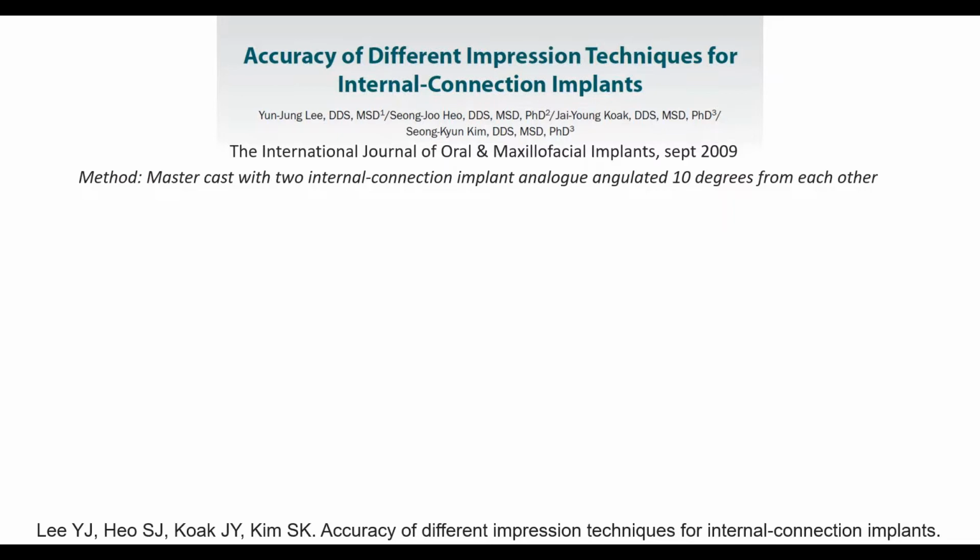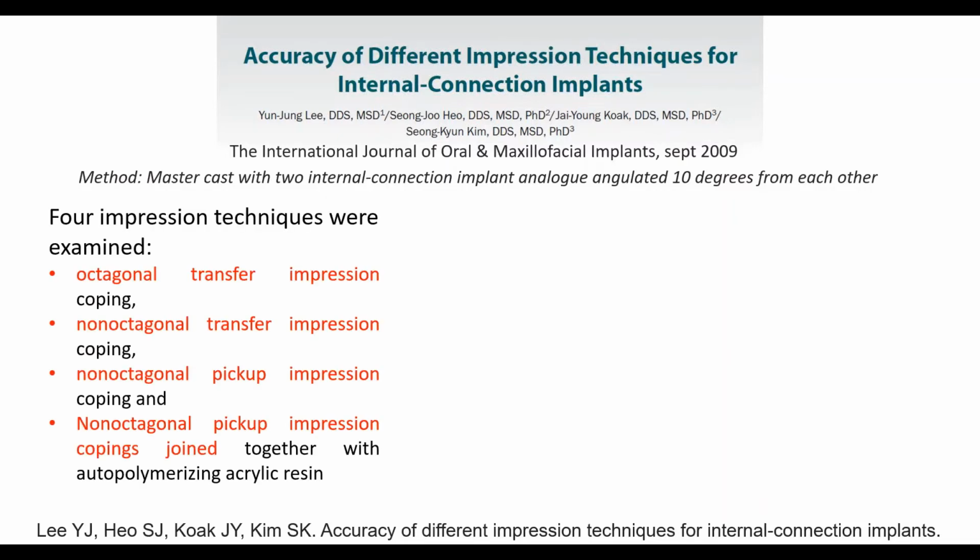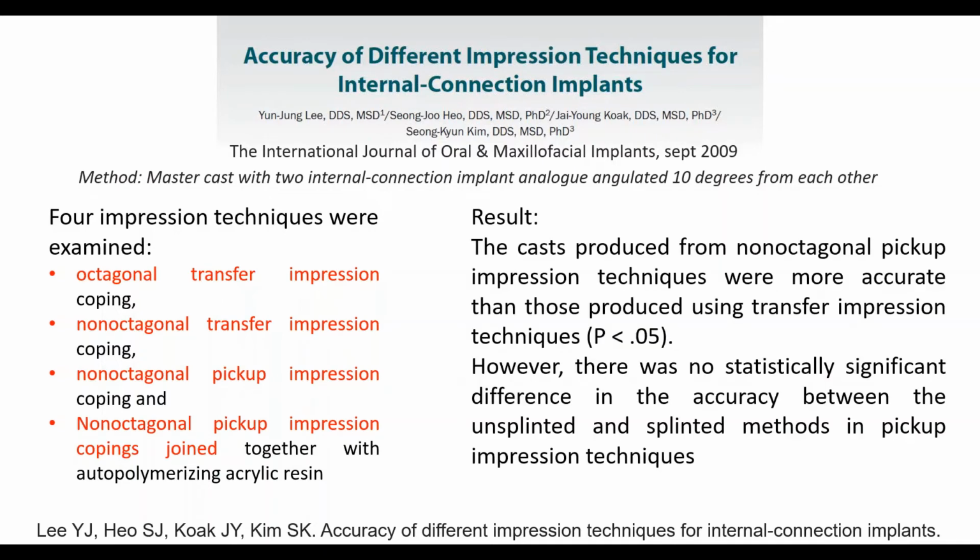Now, coming to the accuracy of different impression techniques for implants with internal connection. In this study, a master cast with two internal connection implant analogs angulated at 10 degrees from each other was used. Four impression copings were used: octagonal transfer impression coping, non-octagonal transfer impression coping, non-octagonal pickup impression coping, and non-octagonal pickup impression coping with autopolymerizing resin splint. Here, the author concluded that the casts produced from the non-octagonal pickup impression coping were more accurate than those produced with the transfer impression coping.